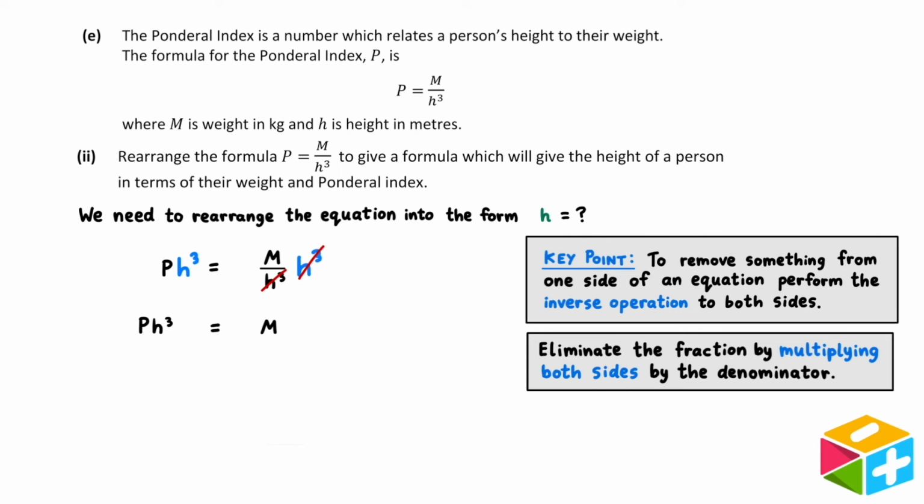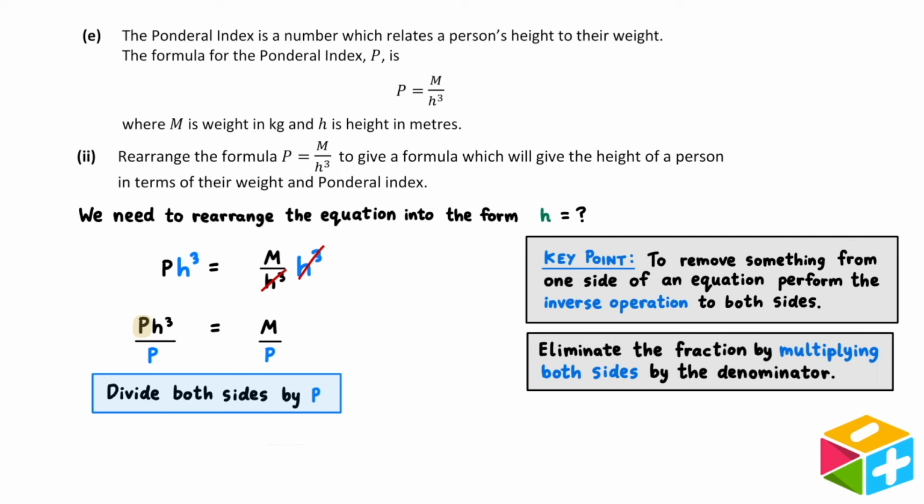Remember, our goal is to isolate h all by itself on one side of the equation. To do this, we'll need to remove the p and the power of 3. Let's start with the p. This p is being multiplied by the h to the power of 3. The inverse of multiplication is division, so to remove multiplication by p, we should divide both sides by p.